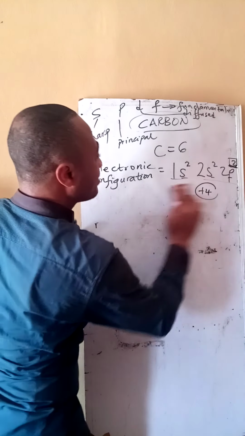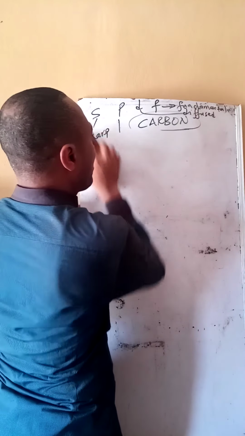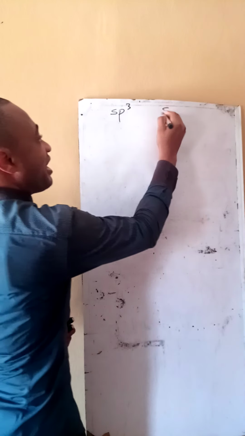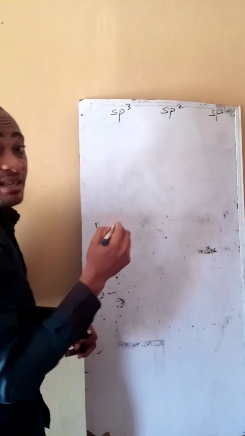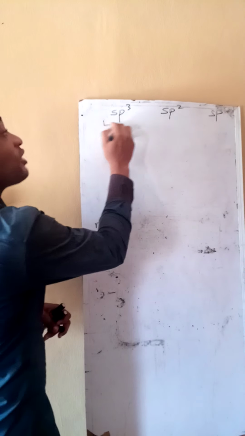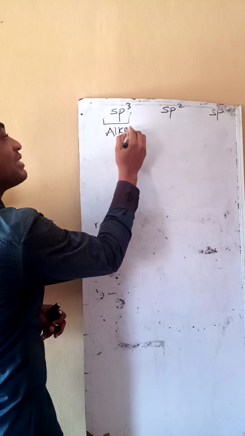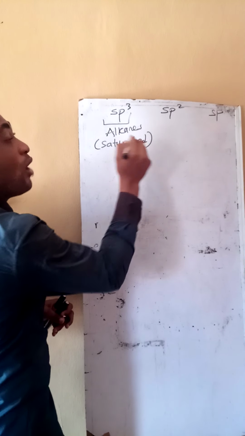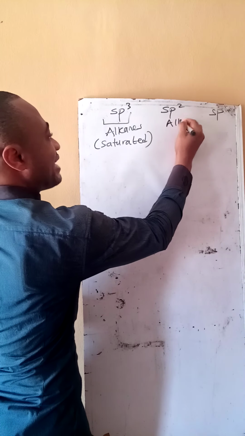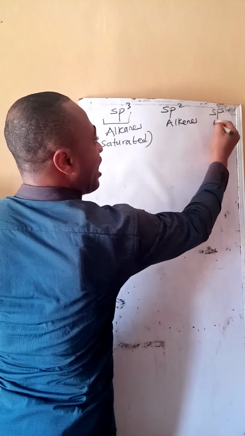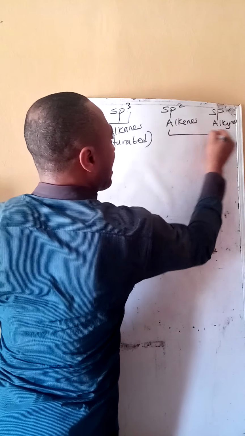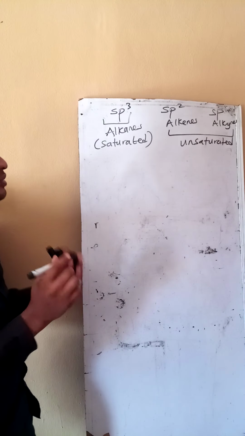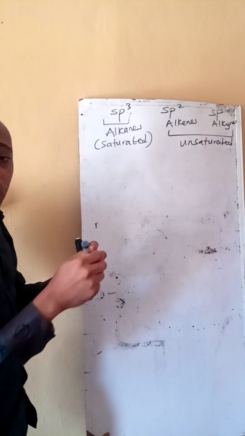So right now, let's discuss the three major hybridization patterns that we have. Remember, we have sp3, we have sp2, and we have sp hybridized orbitals. You were taught that sp3, you see it in alkanes. That's your saturated compounds. Saturated, they have single bonds. sp2, you have it in alkenes, while sp, you have it in alkynes. These are both unsaturated compounds.